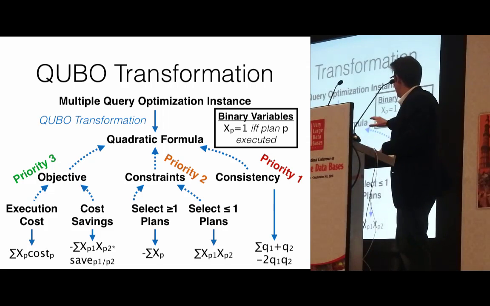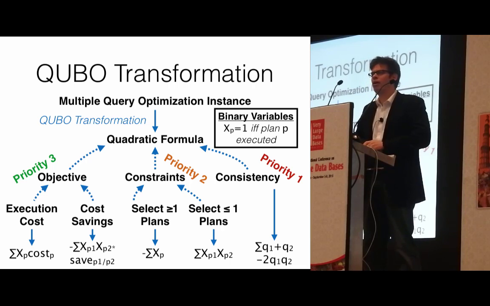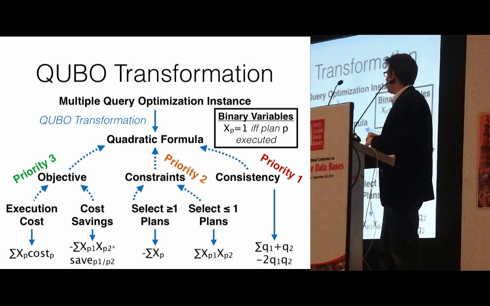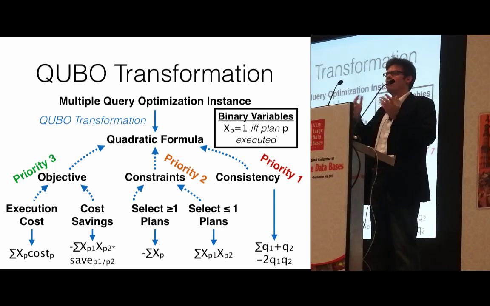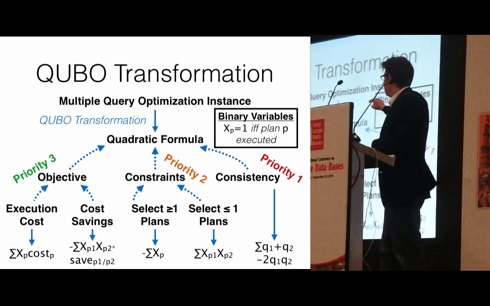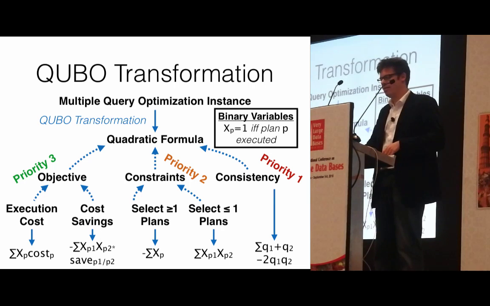Now, all of that translates into quadratic formulas. You find more details on that in the paper, and we also explain in detail how we can precisely calculate those scaling factors in order to express priorities. Now that is the first step of the transformation. In the second step, we need to assign each variable in that formula to a group of specific qubits in the annealer.